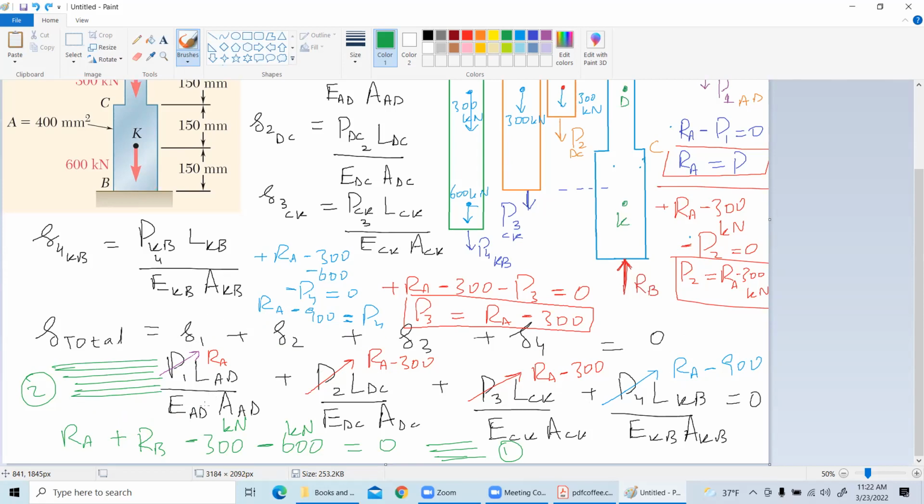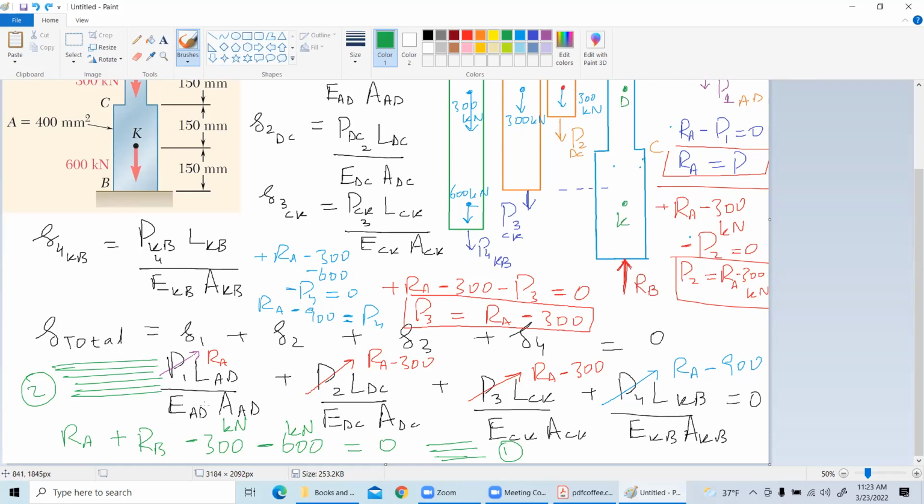Total deflection is 0. The individual chunks had forces P1, P2, P3, P4. I started using statics, kept on cutting, and started writing those P1, P2, P3, P4 in the form of RA. Which one? RA. RA is the reaction.